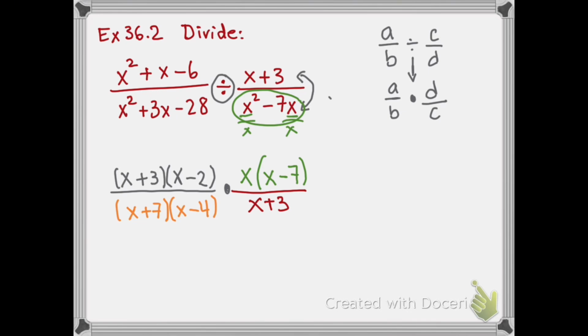Now we're ready to cancel, and I can do this x plus 3 with this x plus 3. The x minus 7, we cannot cancel because they are different signs. So we're going to leave it just like that. And then we have x minus 2 and x minus 4. We can't do that one either. So it's okay. We couldn't simplify as much, but we still simplified some. And so we just write the rest of the factors, and that would be our answer.